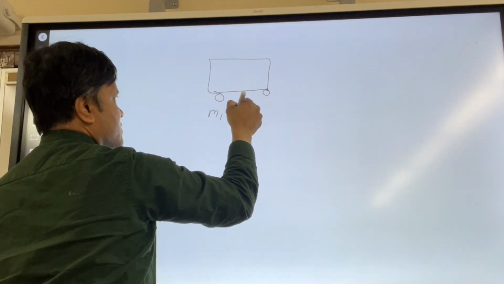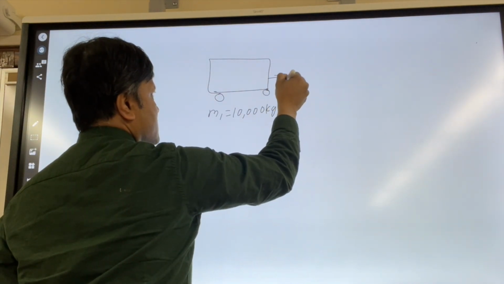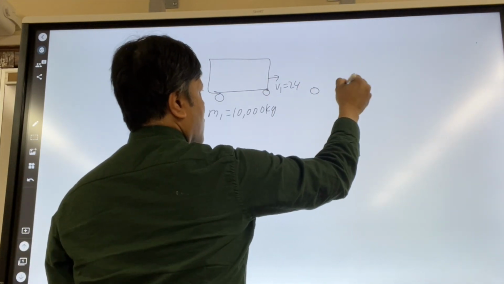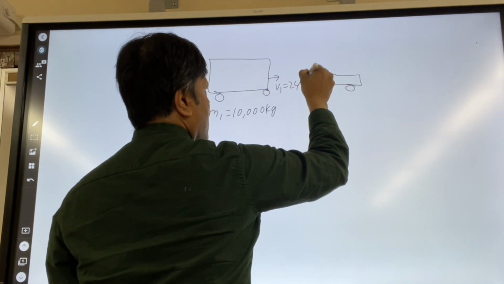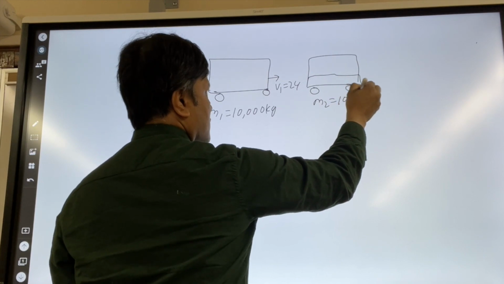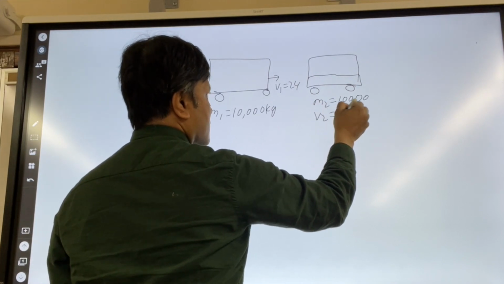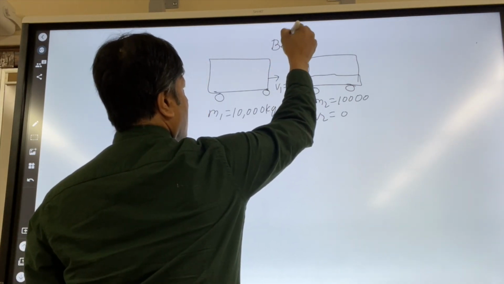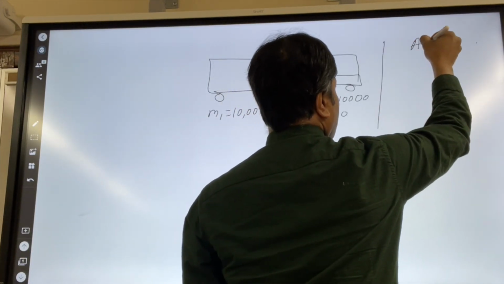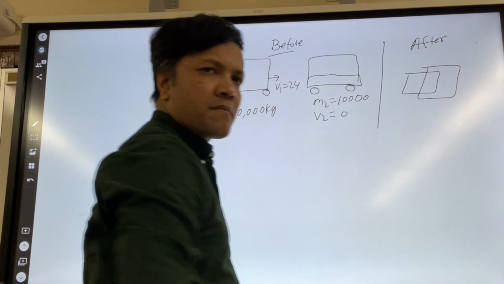Mass 1 is 10,000 kilogram and velocity 1 is 24. It collides with mass 2, which is also 10,000 kilograms. Velocity 2 is 0. This is before. They collide with each other and they stuck together.